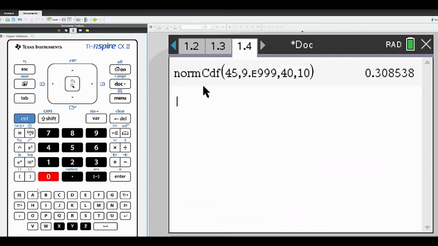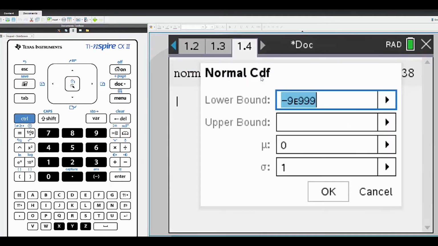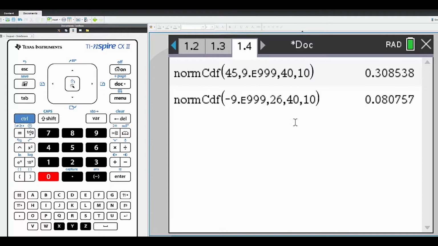And then the same idea for the last one, when x was less than 26. So menu, probability, distributions, normal CDF. This time our lower bound will be negative 9E999, a very, very small number. Upper bound is 26. Our mean is still 40 and our standard deviation is still 10. And there you see we got our answer of 0.081.